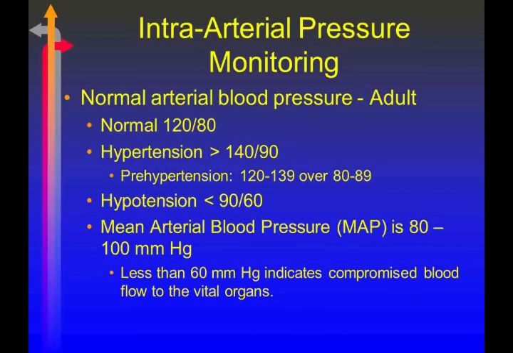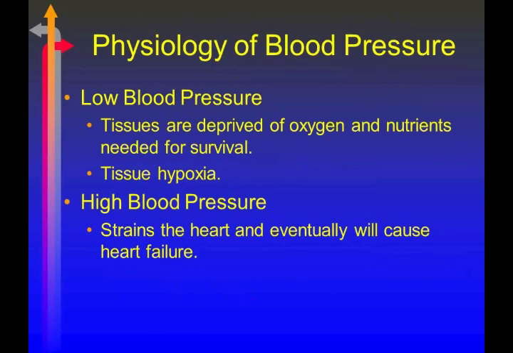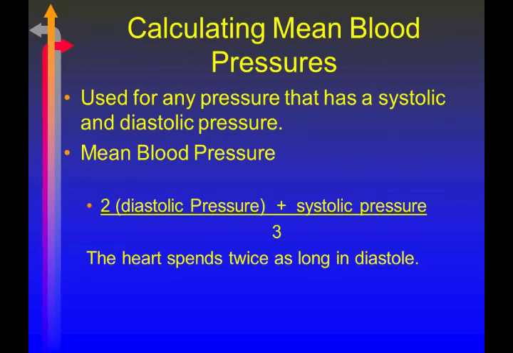We know normal blood pressure is 120/80. Hypertension is anything over a systolic of 140 or a diastolic of 90. Hypotension is anything under 90 or 60. More often we'll use the mean blood pressure to quantify that. This is just obviously too low or too high. Both will cause problems. Been through that. You know how to calculate mean blood pressure.